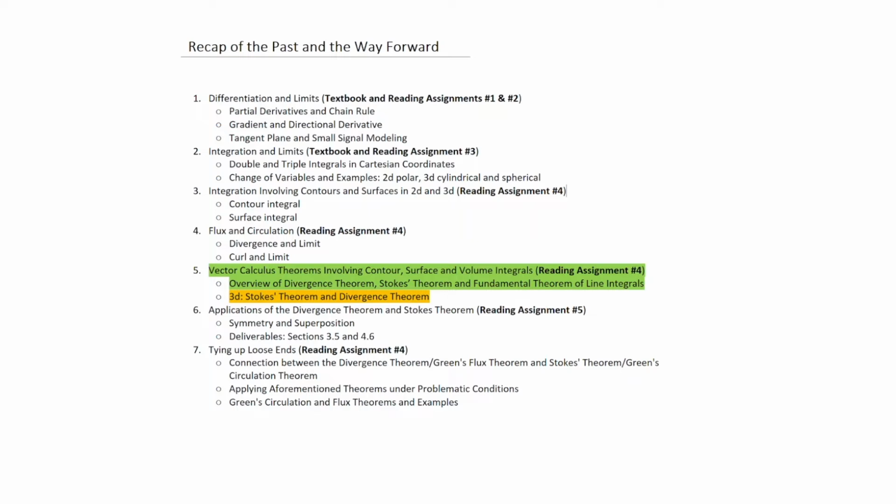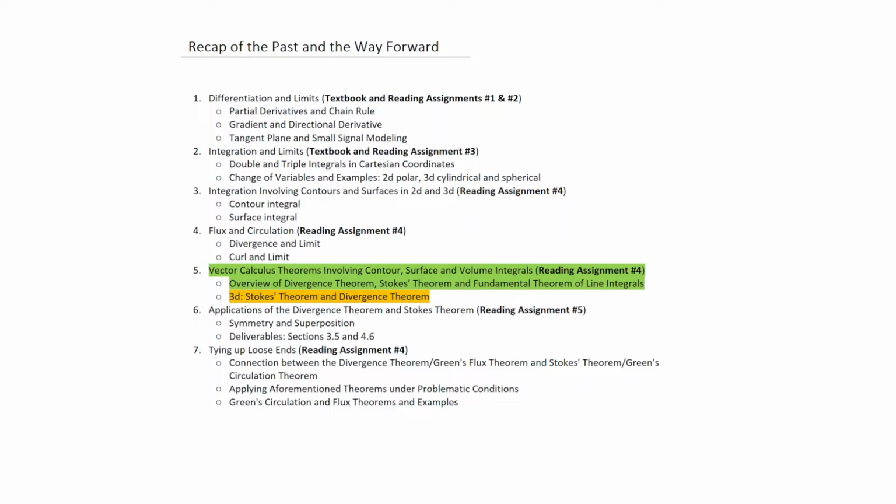The focus of the next couple of lectures is the item marked in orange, which is Stokes' theorem and the divergence theorem. After that, we'll move to reading assignment 5, where we look at applying the divergence and Stokes' theorems in physical problems. Those physical problems would be classical electromagnetic field problems. They could be fluid flow problems. They could be heat transfer problems. There are a range of physical problems in which the divergence theorem and Stokes' theorem can be applied.